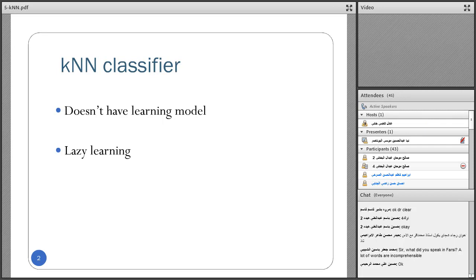And this is called lazy learning. KNN is called lazy learning. It means that all of the operations are done in the test phase, and we don't do anything in the train phase. We don't have any training for the KNN classifier, and everything is done in the test phase.